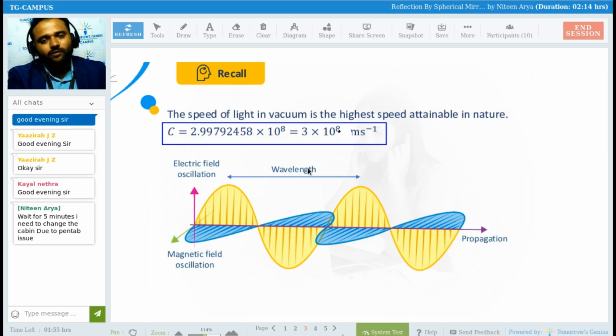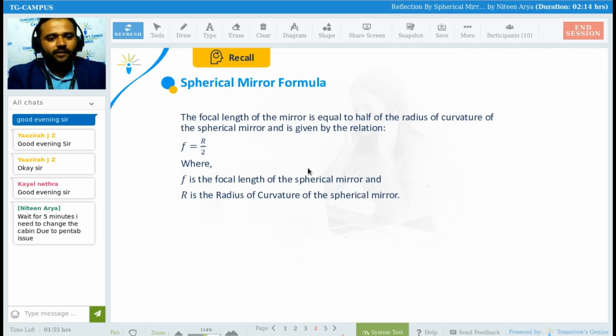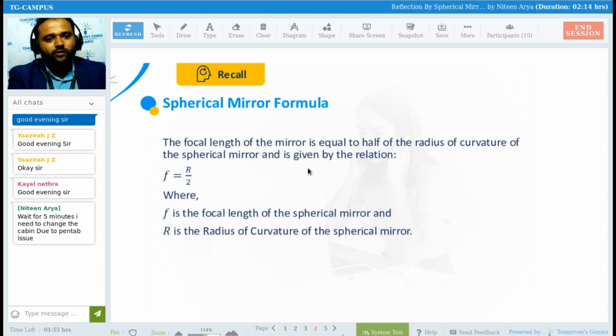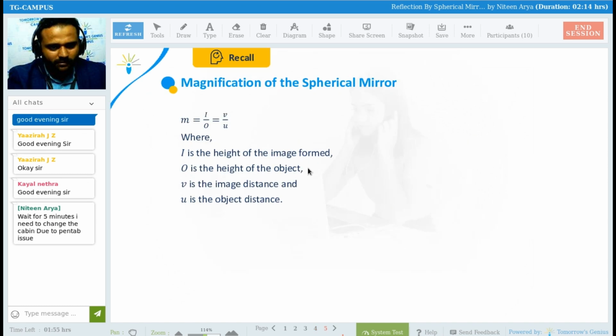Light has a dual nature. Light can behave as a particle also. In class 10th we learned that light can behave as an EM wave, or electric field oscillation and magnetic field oscillation. Spherical mirror formula: the focal length of a mirror is equal to half of the radius of the mirror.